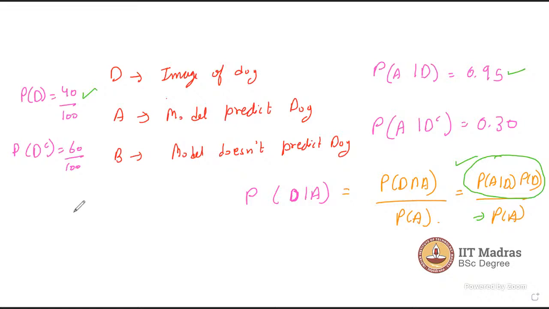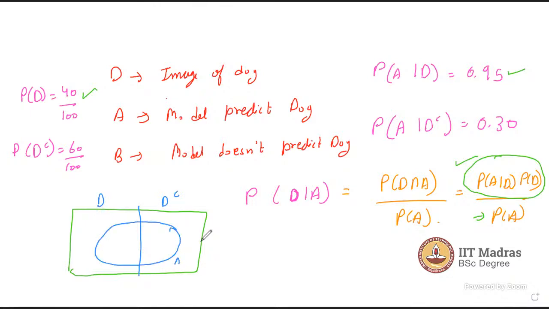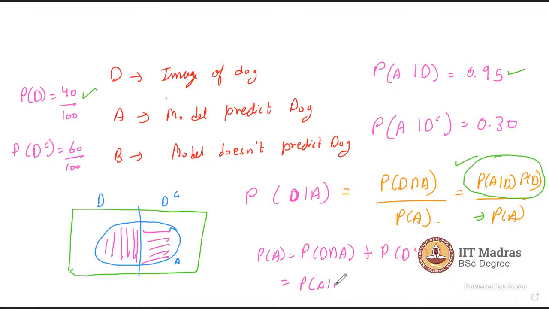So for the denominator, we have to add just the next probability, like probability of A given D complement into probability of D complement. If you look at the Venn diagram, there are two cases, whether the image is of dog or not an image of dog. And this is the event A that the model predicts it's a dog. If you look at it closely, it's this region and this region. The first region is D intersection A, and the second region is D complement intersection A. Again applying the multiplication rule, probability of D plus the other term. You know the numerator, you can simply plug in the values to find the denominator.